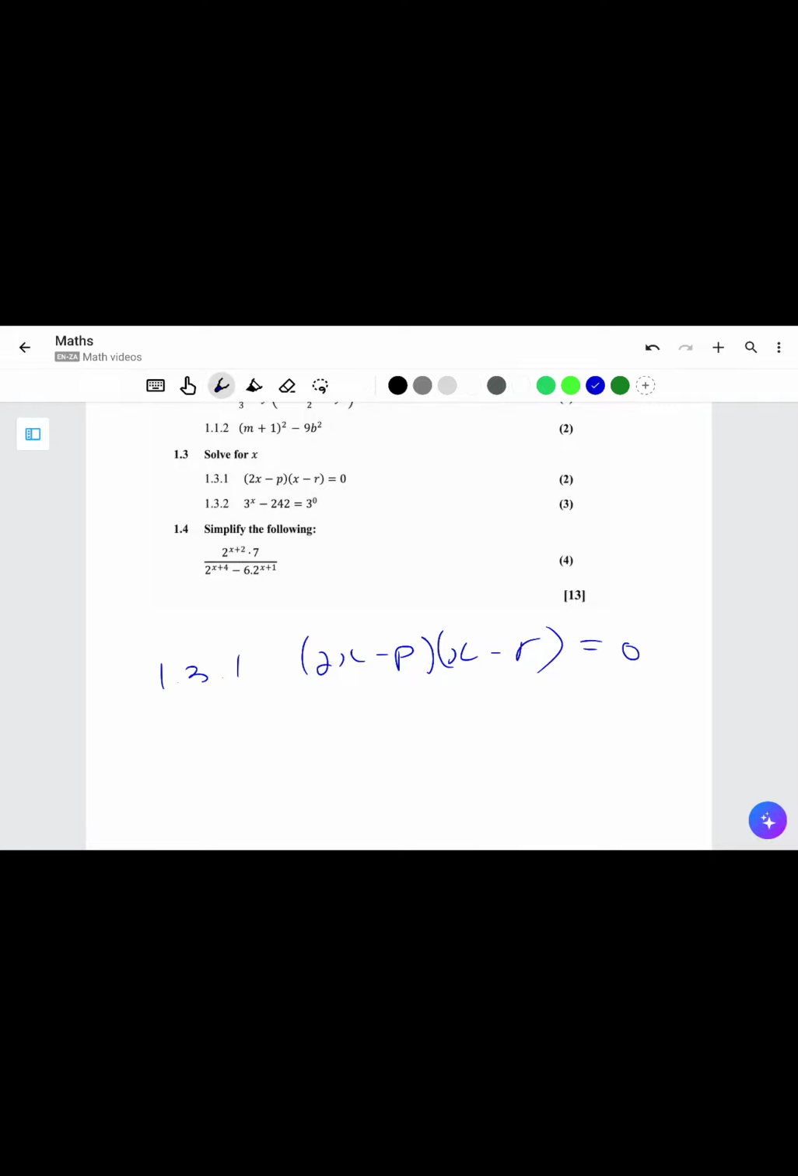So basically we can say, therefore, x equals p over 2 or x equals r. Okay, this one is quite simple. And as you can see, it's also just 2 marks. Alright, you guys with me? Let's look at another one.